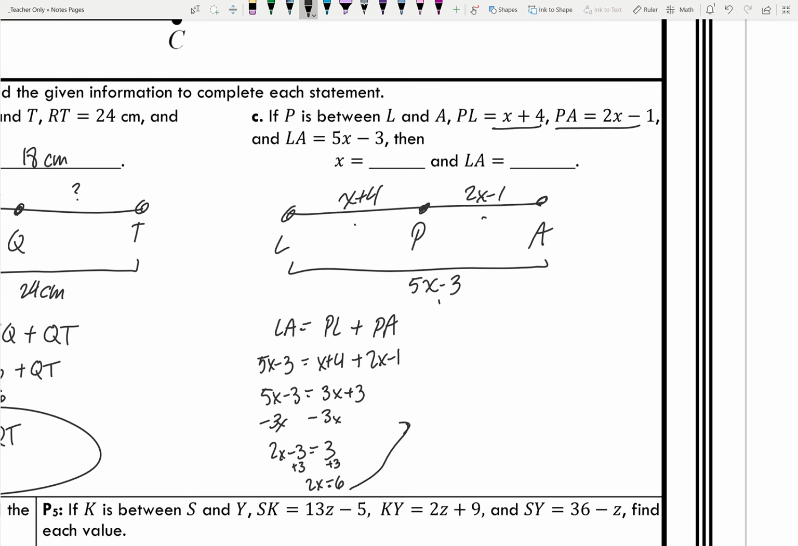So I divide both sides by 2, for x is equal to 3. Okay, so I found my first part. To find LA, I just plug in whatever LA is, so it's 5x minus 3. Plug 3 in for x. So right here I have LA is equal to 5 times 3 minus 3. That gives me 15 minus 3. So LA is just 12.